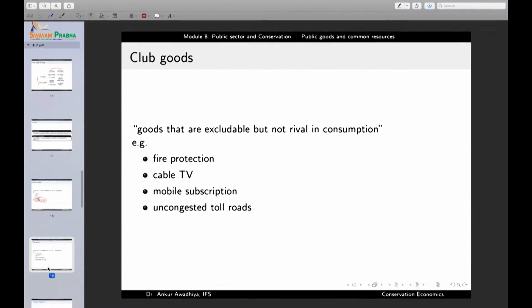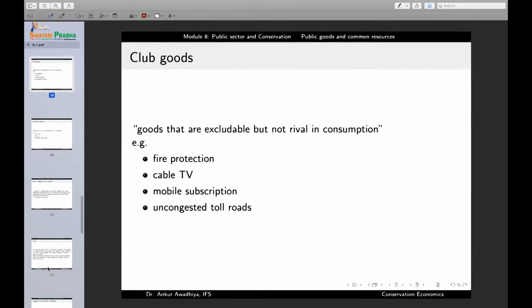The second category is club goods. Club goods are those goods that are excludable but they are not rival in consumption. Things such as cable TV. Now, in the case of cable TV, it is not a rival in consumption. Because if I have cable TV in my house and you have cable TV in your house, and if I'm using the cable TV, it does not stop you from using the cable TV. It does not reduce the quality that you are getting in your house. It does not reduce the number of channels that you get in your house.